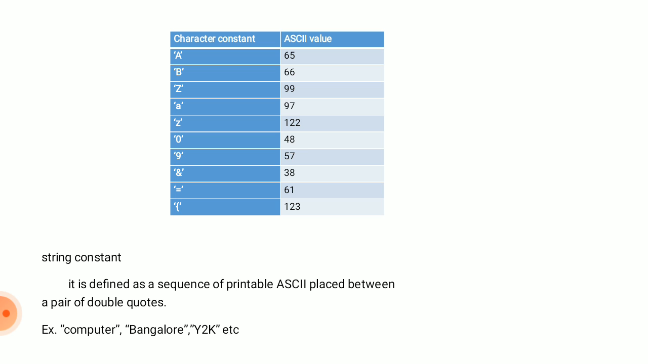So, 65 to 90, these are the ASCII values given for capital letters, or uppercase letters. Similarly, if you consider lowercase letters, a to z, it starts from 97. So a is 97, then b is 98, then c is 99, like that up to z, and the ASCII value of the z character constant is 122. Okay. So, these are the ASCII values given for uppercase and lowercase.